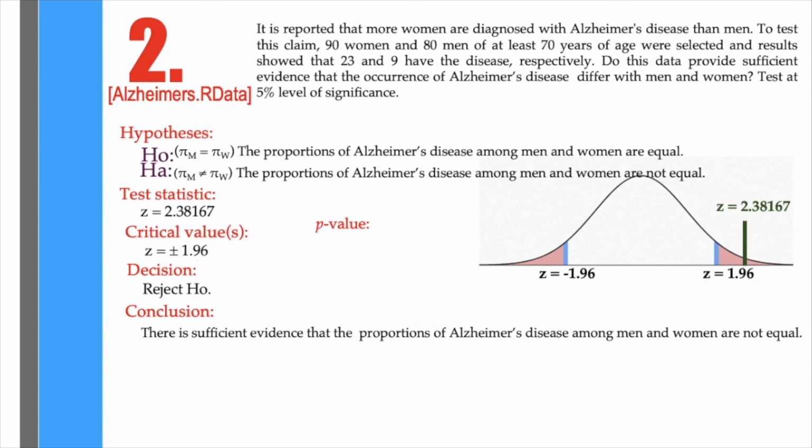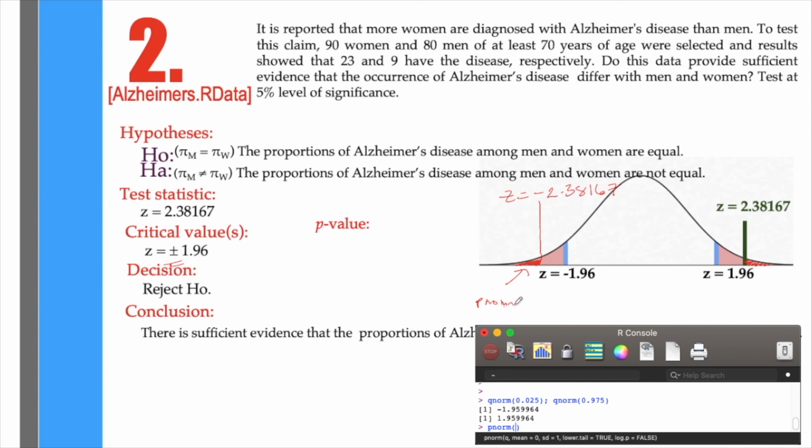And further, we may compute for the p-value simply by getting the area here. And since this is a two-tailed test, we're also going to get the area from z equals 2.38167 to the extreme, represented by this region. And we may compute this region using pnorm of negative 2.38167 and the area here, which is 1 minus pnorm of 2.38167, and add them together to get the p-value.